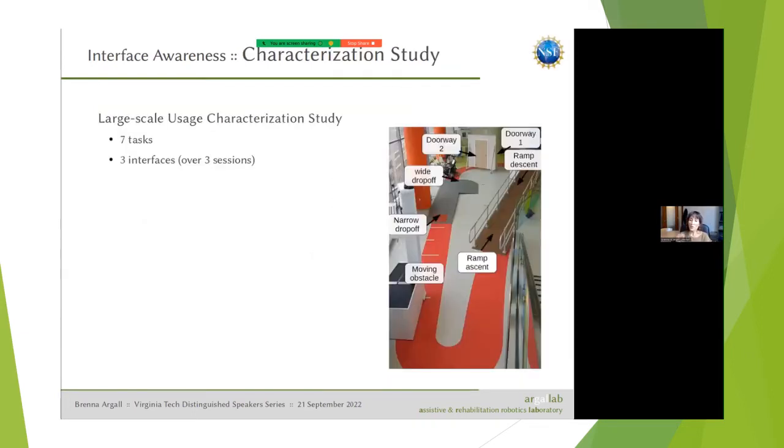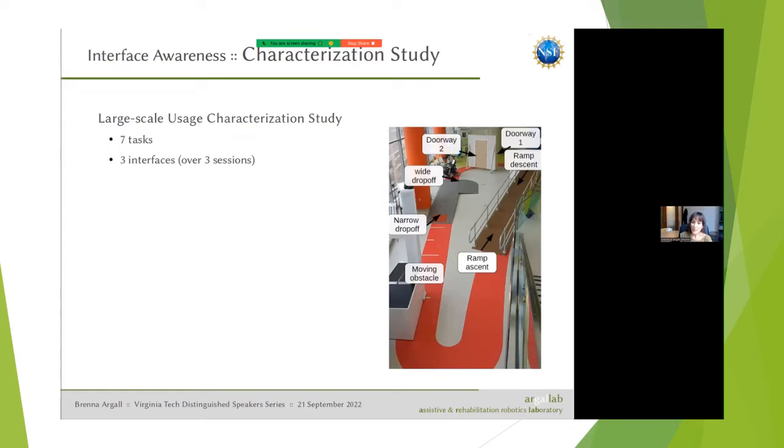Okay, so more recently, what really kicked off this work, so we had started thinking about it years ago, as I mentioned, but what really kicked it off was a study that was done in 2018. This was done by my student Maddie, who's still been working on this. It started out as just a large scale usage characterization study.